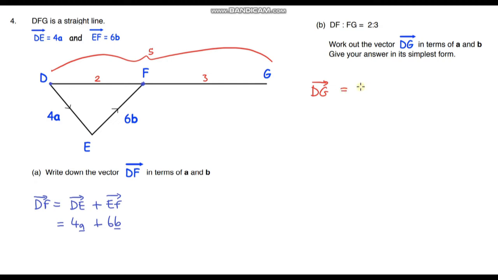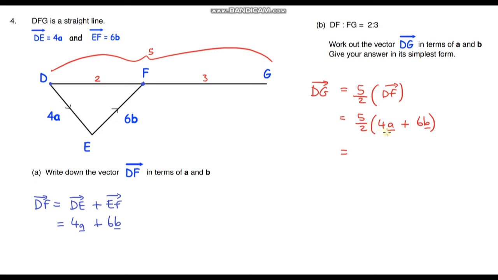So we can say that it is 2.5, or I'm just going to use 5 over 2 as a fraction, just because I prefer dealing with fractions. So it's 5 over 2 times bigger than DF. Okay, and obviously we know what DF is. So it's going to be 5 over 2 times this vector here. So 4a plus 6b. So now we just need to evaluate this.